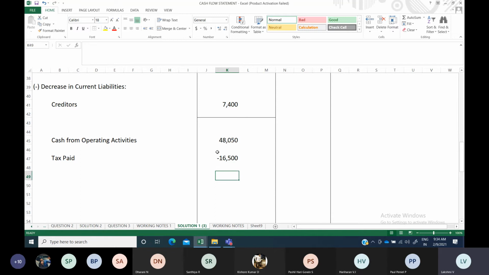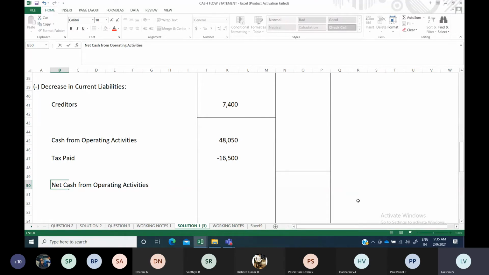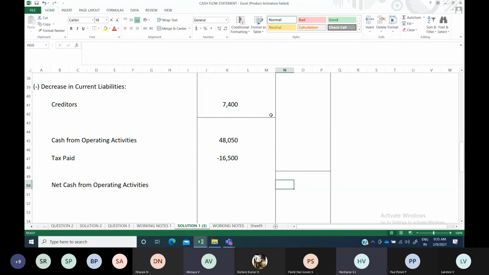Okay, so with this you have to subtract 48,050 minus 16,500. If you subtract, you will find one amount. Now that amount is known as net cash from operating activities. So net cash from operating activities. If suppose it is negative, if you get a negative answer, then you will use net cash used in operating activities. So find out that amount, 48,050 minus 16,500. Ma'am, 31,550, ma'am.